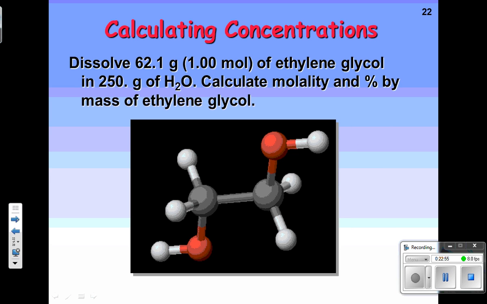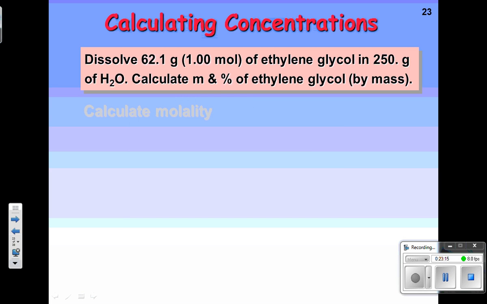All right, so we're going to calculate, I just thought this is an awesome, cool picture because this is ethylene glycol. That's what the structure looks like. So we're going to use 1 mole of that, which is 62.1 grams, and 250 grams of water. And we need to calculate the molality and the percent by mass. So I'm going to go to the next page, say that's the same thing. So I'm going to dissolve that into this.